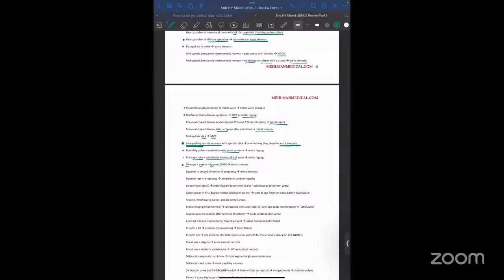Dyspnea in second trimester of pregnancy could be due to mitral stenosis. Dyspnea late in pregnancy, later on, is cardiomyopathy. So second trimester is stenosis.